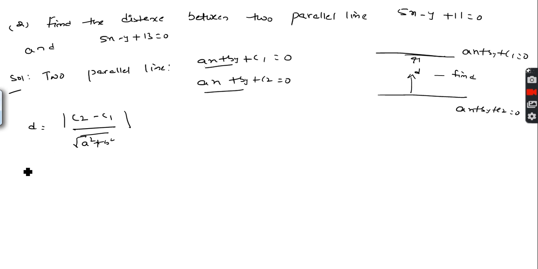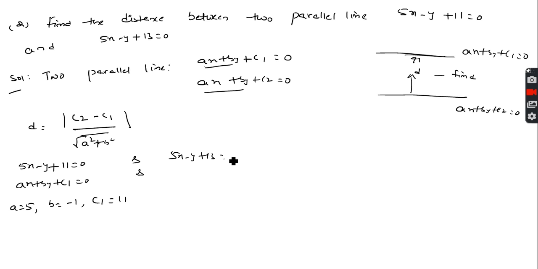So first, writing 5x minus y plus 11 equal to 0, this compares to ax plus by plus c1 equal to 0. Therefore, a equal to 5, b equal to minus 1 and c1 equal to 11. And the next one, 5x minus y plus 13 equal to 0, is nothing but ax plus by plus c2 equal to 0. These two parts are the same, so c2 equal to 13.